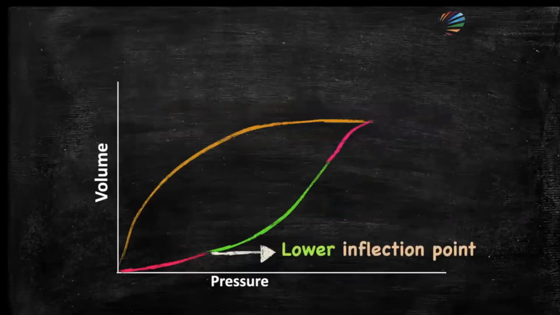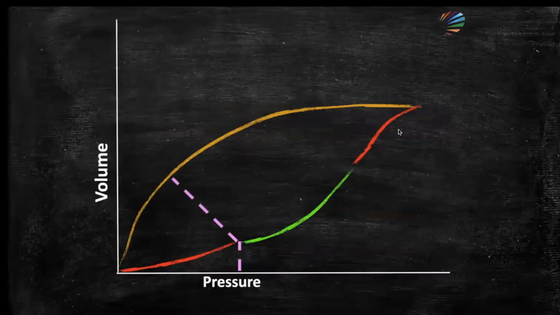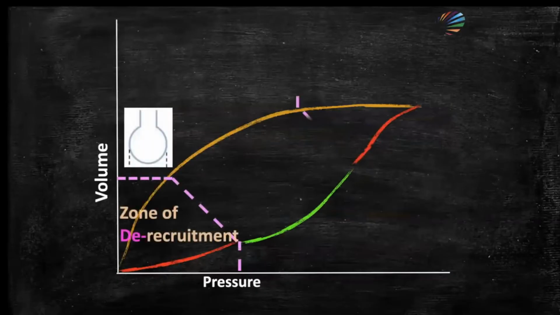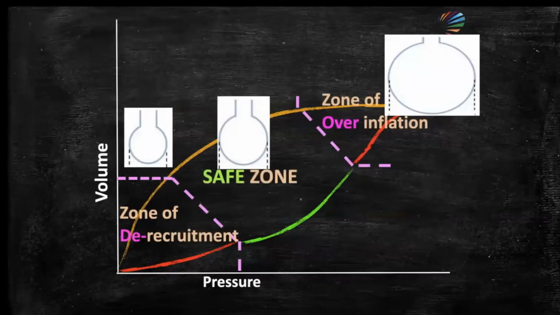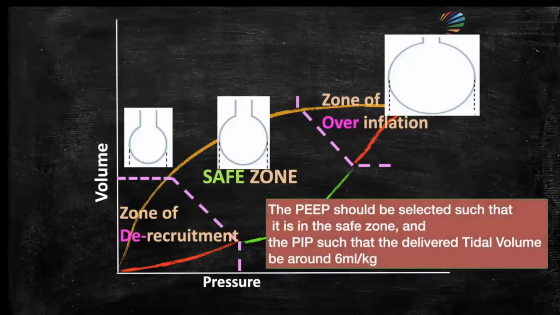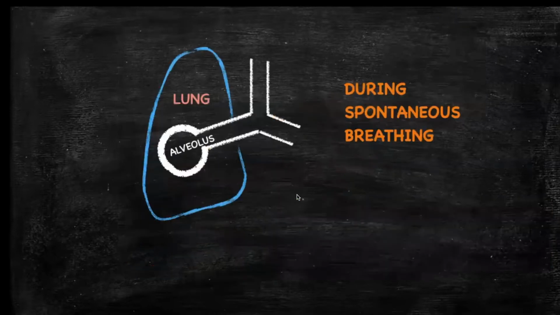Thus we have a lower inflection point and an upper inflection point, and we have a zone of de-recruitment, a zone of hyperinflation or overinflation, and a safe zone. And when we titrate positive end expiratory pressure or PEEP, we try to keep the PEEP between the lower inflection point and upper inflection point, somewhere in between, where we have the least pressure required to achieve the best change in the volume. That is nothing but good compliance. We'll discuss compliance in later slides.